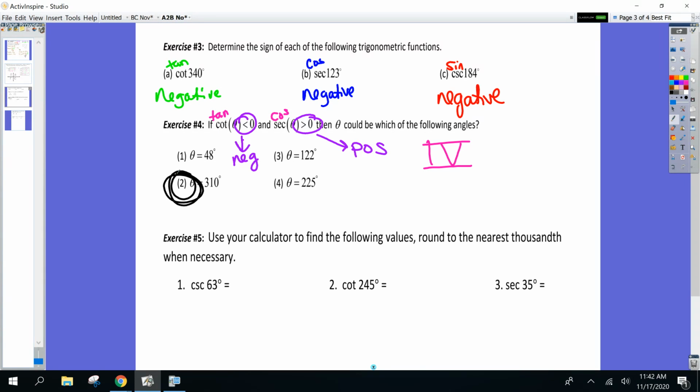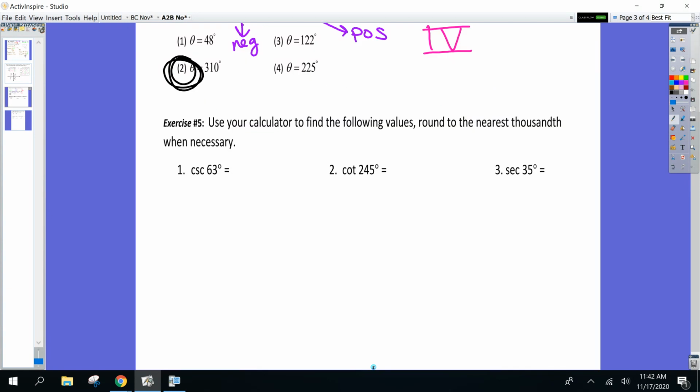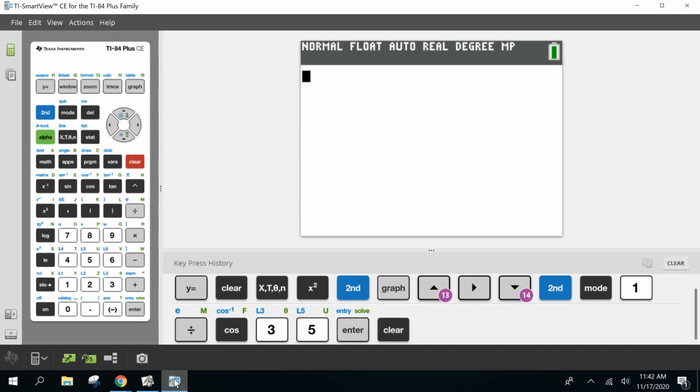You're going to get a couple of those on the quiz Thursday and Friday, except it's going to say cotangent, secant, and cosecant instead. All right, next one. Got your calculators ready? Use them to find these values to the nearest thousandth. Cosecant of 63. Now, hey, we can search and search. You're never going to find a cosecant button on your calculator. It's not on there. So how do I find the value?